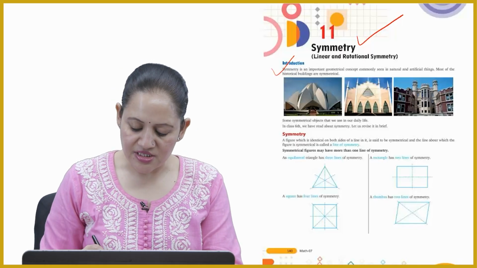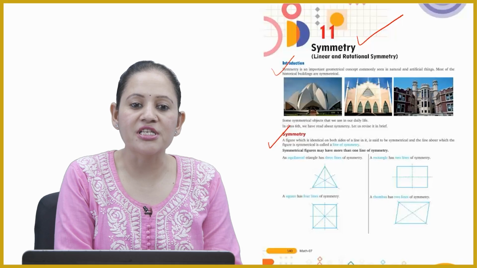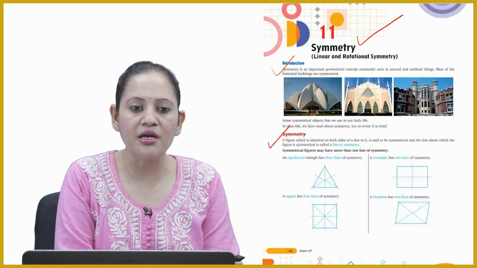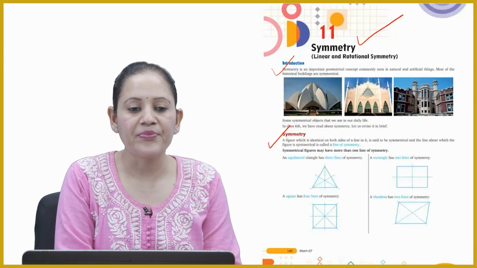So what is symmetry? A figure which is identical in both sides of a line in it is said to be symmetrical, and the line about which the figure is symmetrical, that is known as the line of symmetry. So this line of symmetry is an imaginary line which divides the given figure, जो भी हमें object या figure given है उसको two identical part में divide करती है.